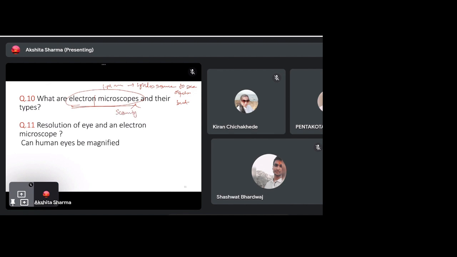Scanning electron microscope, transmission electron microscope. These microscopes help us to see things at the nanoscale, and these are the images from the scanning electron microscope which I was talking about. Why was there a need to move from light to electron microscope? We can see things under a light microscope, so why do we need to develop such a highly sophisticated, high-maintenance electron microscope?